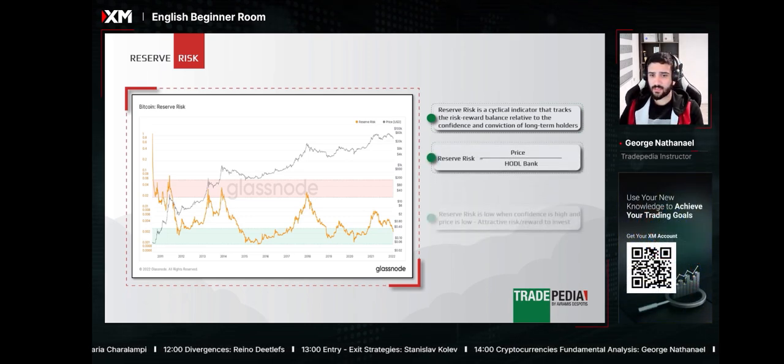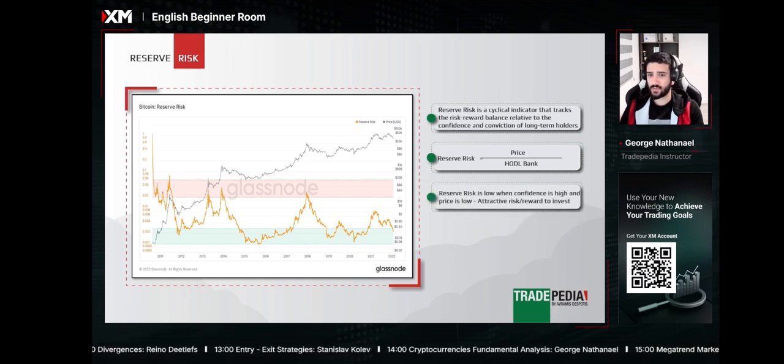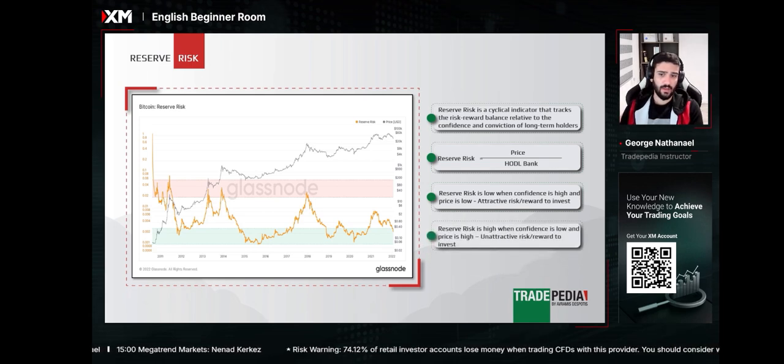Now, the reserve risk is low when holders' conviction is high and the price is low. Thus, there is an attractive risk to reward to invest. Now, the reserve risk is high when holders' conviction is low and the price is high. Thus, the risk to reward is unattractive at that time.